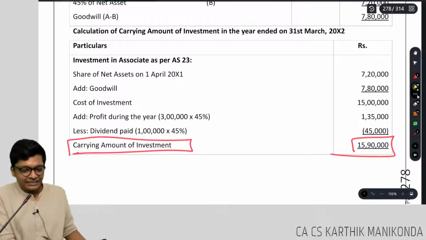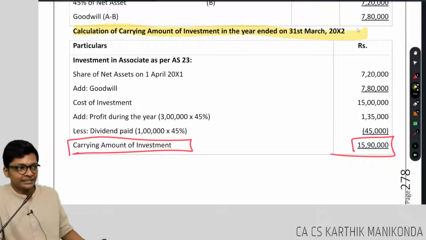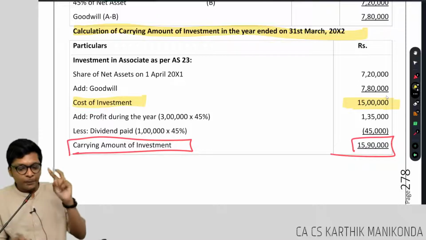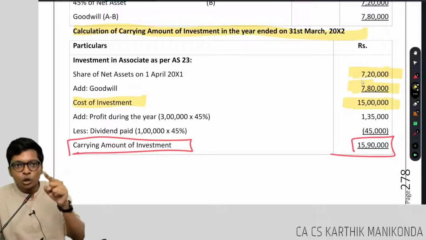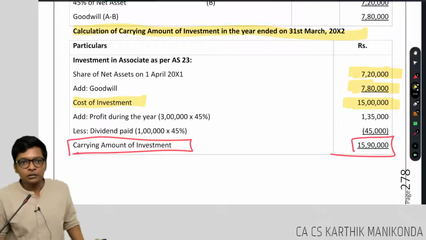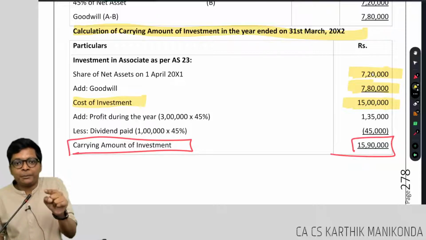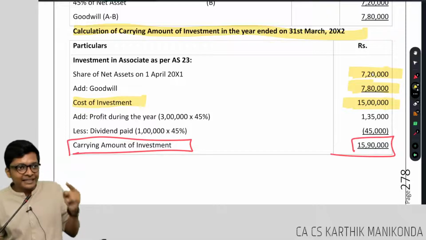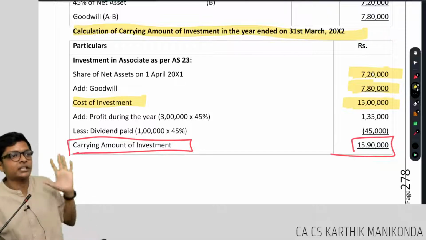Look at the heading, guys. Calculation of carrying amount of investment for the year. Are you following, guys? What is important is, look at this. Cost of investment is 15 lakhs, but you need to show the breakup of how much is net assets, how much is goodwill. Why should I show that disclosure? The shareholder should know I paid 15 lakhs to buy the company, but the asset I got is only 7 lakh 20, remaining is goodwill. Such a disclosure is mandatory as per AS 23.